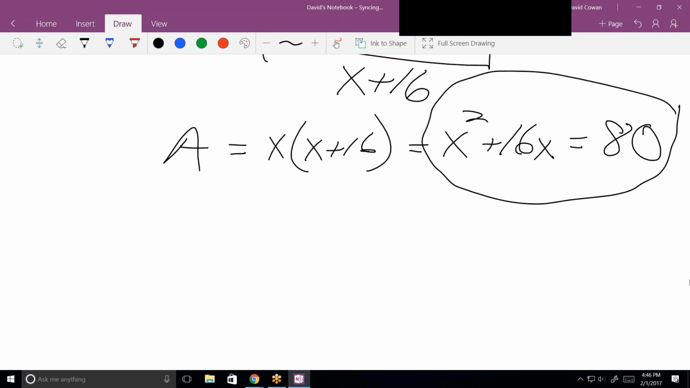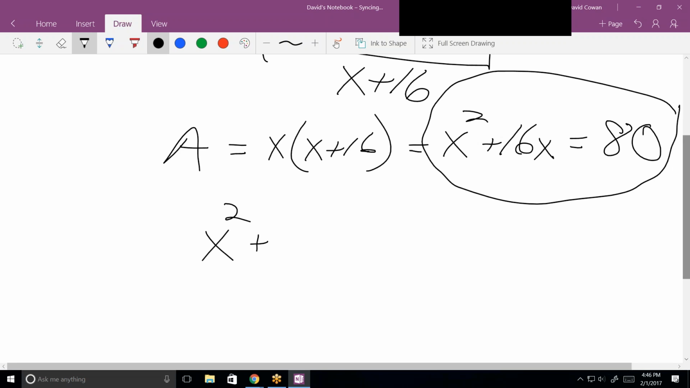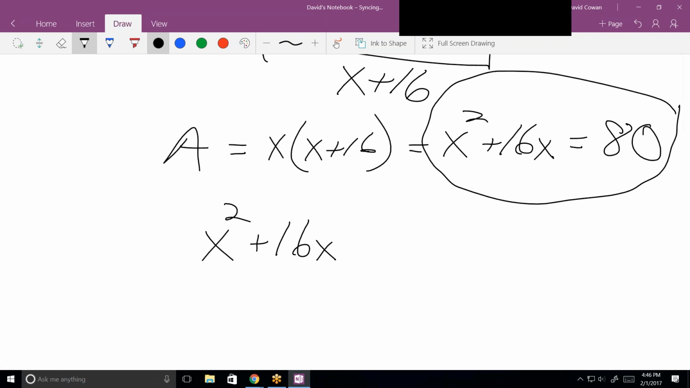x squared plus 16x is 80. How do we solve it? You move the 80 to the left side, and you always want zero on the other side.